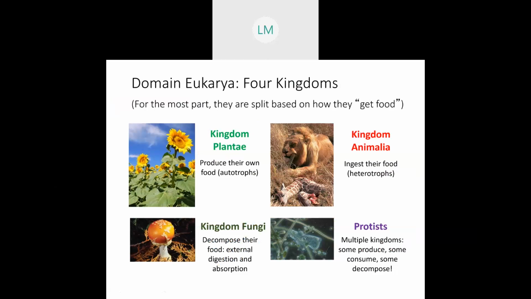And then within our last domain, Eukarya, we've got four kingdoms, and we're going to talk about two of these on Wednesday and then break down the other two over the next few weeks. On Wednesday, we're going to talk a little bit about fungi and a little bit about protists. Then next week, we'll talk about plants. And then the week after that, we're going to talk about animals. So we're going to go through all of these kingdoms within this eukaryotic domain in the upcoming lectures.